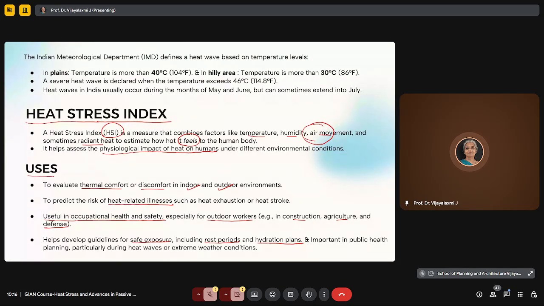If somebody is working for 2 hours, the heat builds up, and then it is advised that the person should not work for the next so many hours. He should take rest and allow the body to dissipate the heat. So to understand all that, the heat stress index is needed, and it is important in public health planning, particularly during heat waves or extreme weather conditions. So we need it during these times.